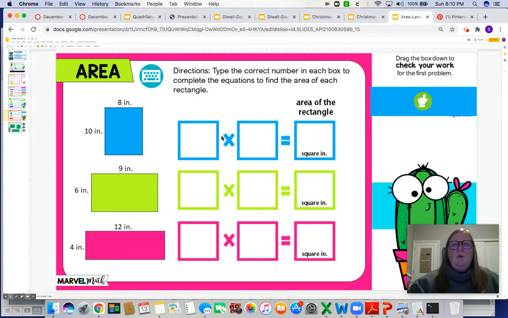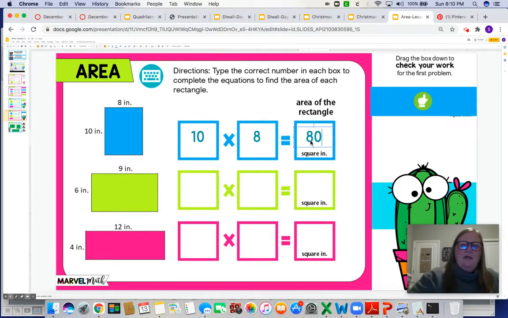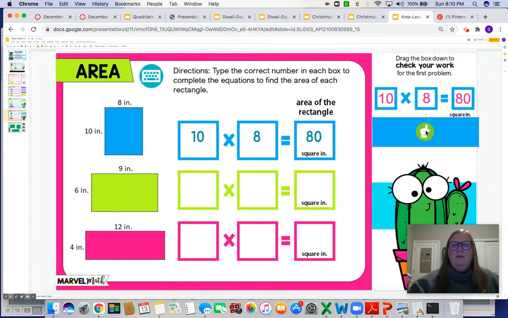Remember, we are multiplying. So on this one, the long side comes first. It is 10. The short side is 8. This one's a little easy because you can count by tens 8 times, and you're going to get 80. Again, you get to check the first problem to see how you do.